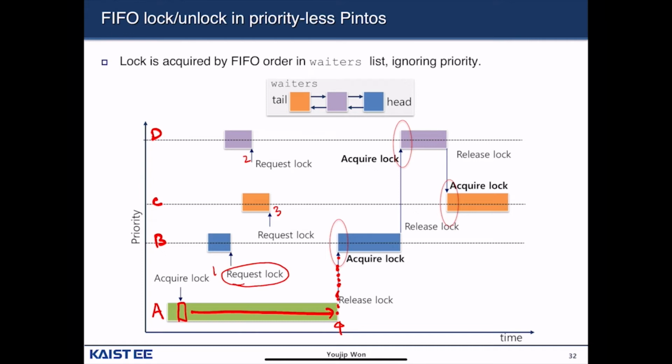By this time, there are 3 threads waiting for the lock: B, D, and C. Among these 3 threads, D has the highest priority. However, even though D has the highest priority, the operating system just removes the first thread in the list and assigns the lock. So the order in which the lock is acquired is B, D, and then C. So between B and D, there is priority inversion. The process with the higher priority is waiting for the process with the lower priority. This happens because Pintos uses a FIFO lock mechanism.